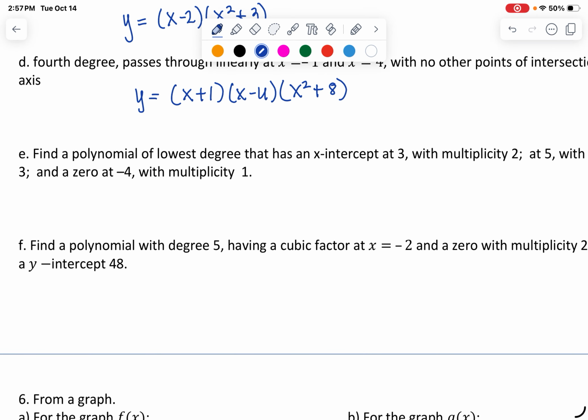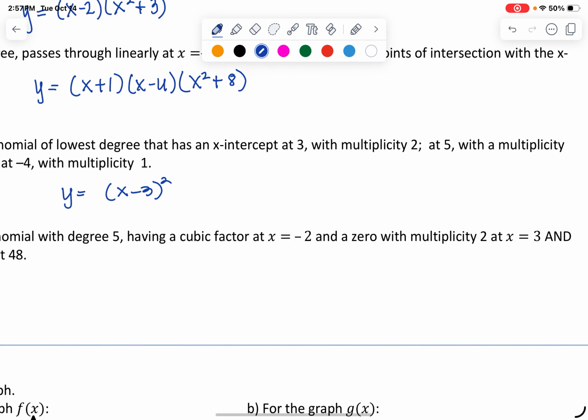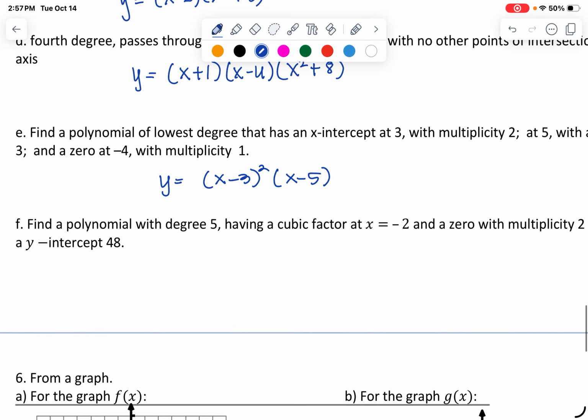Polynomial of lowest degree that has x-intercept at -3, so that means there's a factor of x plus 3 with multiplicity of 2. y equals 0 at 5, so x minus 5 is a factor with multiplicity of 3. And 0 at x equals -4, so x plus 4 is a factor with a multiplicity of 1. Voila.